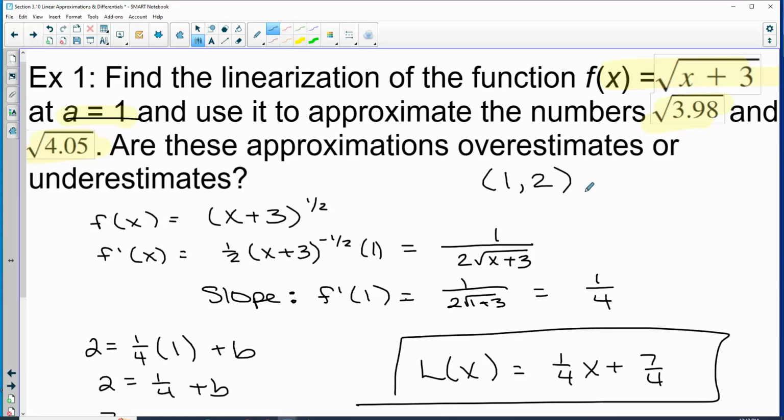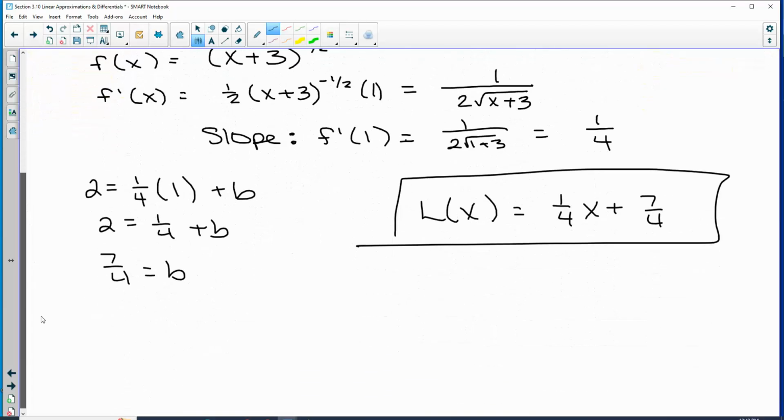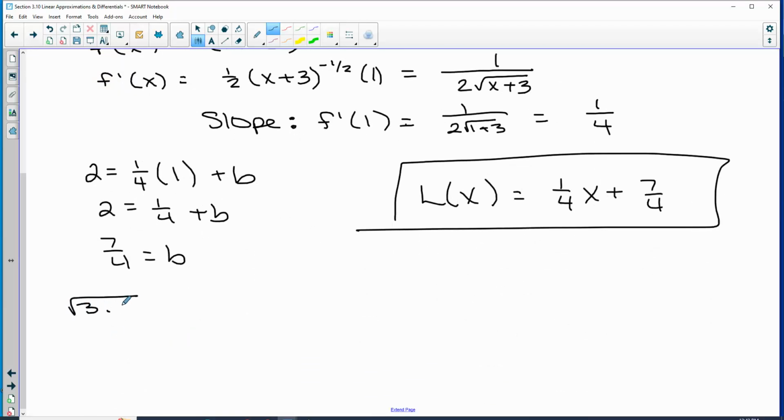We need to be a little bit careful here. Under the square root, it's x plus 3. So if I'm putting in 3.98, what is my x value? 0.98. Because the equation was the square root of x plus 3, that means my x is 0.98. So we're going to plug a 0.98 into our linearization formula, and let's go ahead and just use our calculators. And so that gives me 1.995.